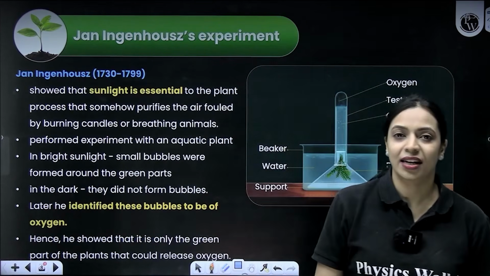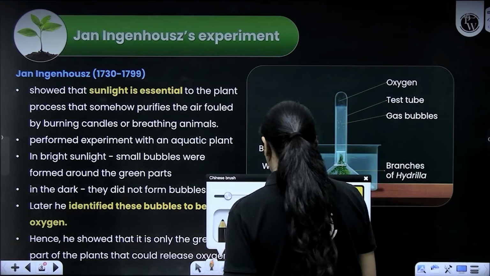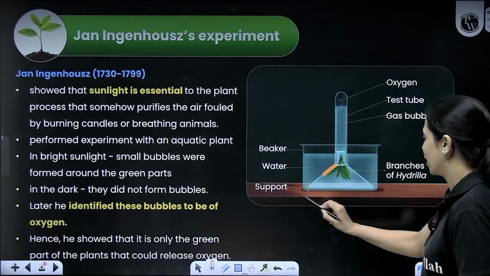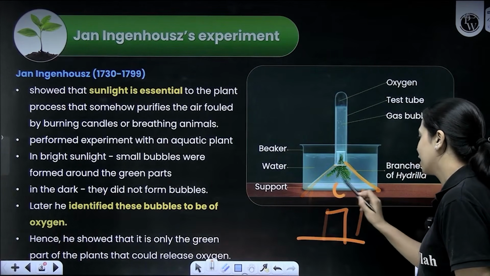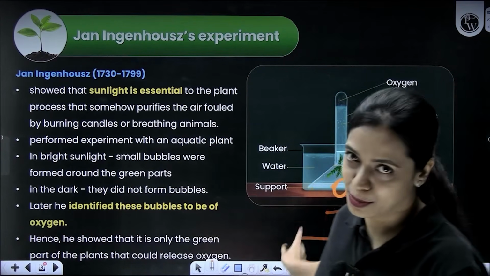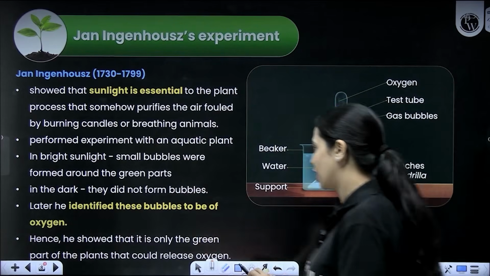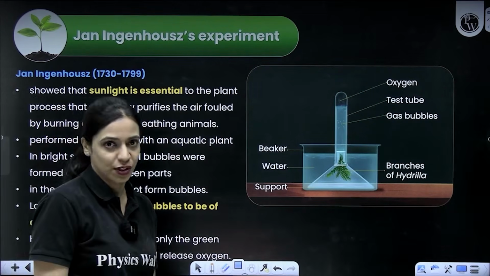Next we have Jan Ingenhousz's experiment. Ingenhousz is his name, it sounds very weird. His name has a house. Look at this setup, this looks like a house, doesn't it? Please say yes. So that looks like a house to me, and that's how I will remember this experimental setup. Around the same time in the 1700s, he performed an experiment that showed sunlight is essential for photosynthesis.